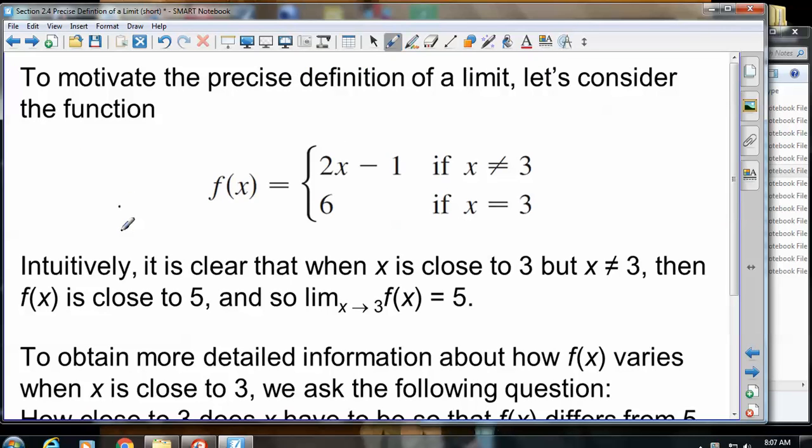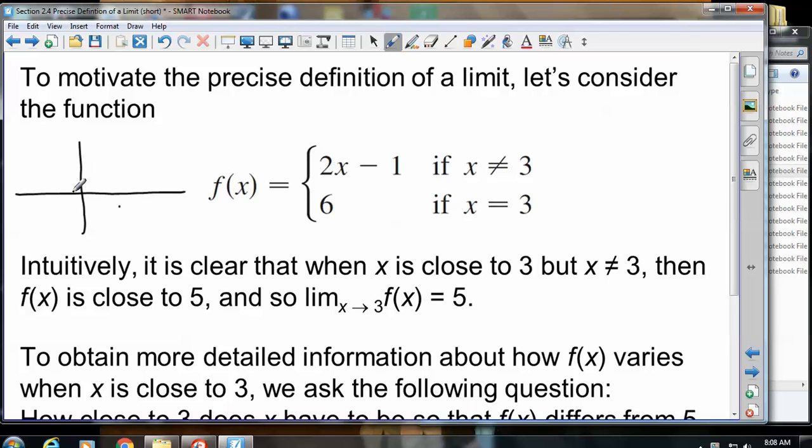Okay, so our motivating question here, when we're going to talk about the precise definition of a limit, we're going to start out with an actual example. So let's say I gave you this piecewise function. f of x is 2x minus 1 as long as x doesn't equal 3, and it's 6 if x does equal 3. So we know something about what this would look like.